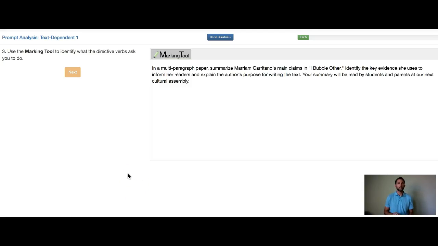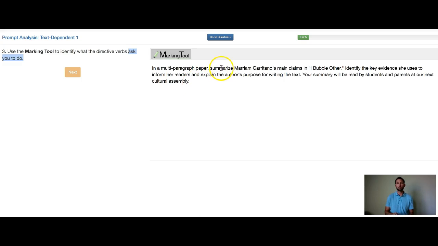Use the marking tool to identify what the directive verbs ask you to do. All right, so let's read this very carefully. It's not asking about the directive verbs necessarily, but it's asking what the directive verbs ask you to do. So let's take a look at the prompt. We're not going to read it again, but let's take a look at these directive verbs.